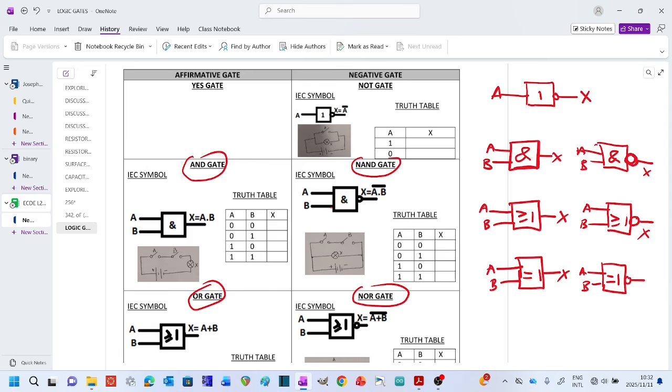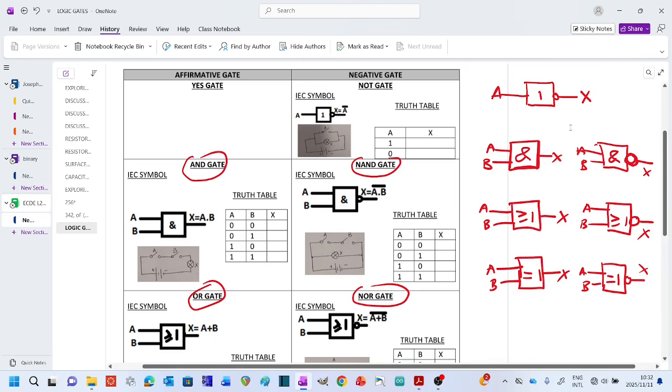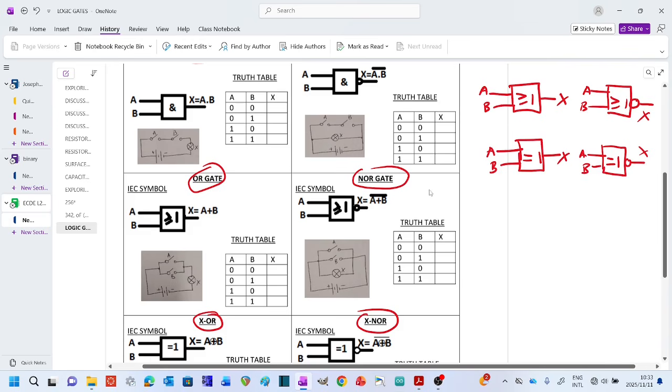So that's it. That's how it's going to be, and it's X there. So that's the first thing you have to know. Drawing the symbol, it's easy to remember them. AND and NAND have an AND symbol inside. OR and NOR have a greater than or equal to 1 symbol inside. XOR and XNOR have an equals 1 symbol inside, so it should be easy to remember.